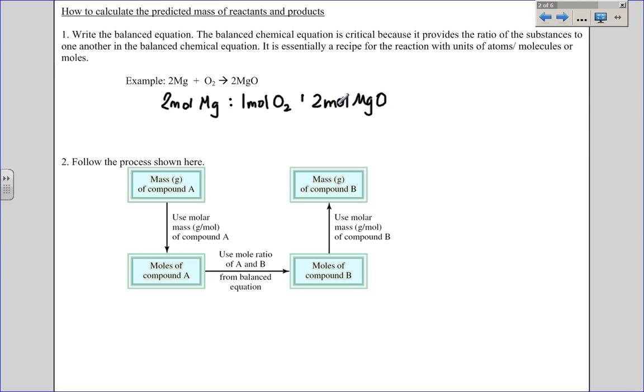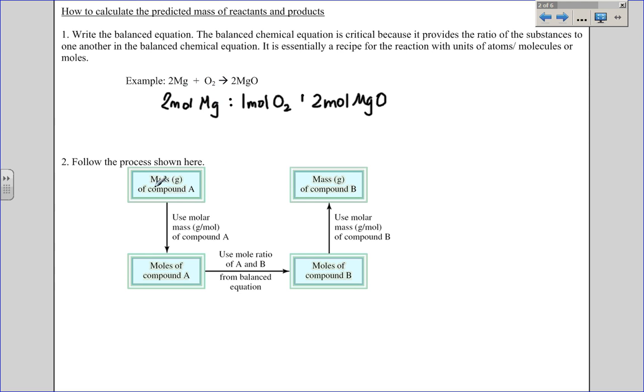Now we need to be careful. This is not a mass ratio, so this does not mean that 2 grams of magnesium reacts with 1 gram of oxygen to produce 2 grams of magnesium oxide. And we know that from our understanding of moles from our previous studies. Now, understanding that the balanced chemical equation gives us the ratio is the critical point to solving a stoichiometric problem.